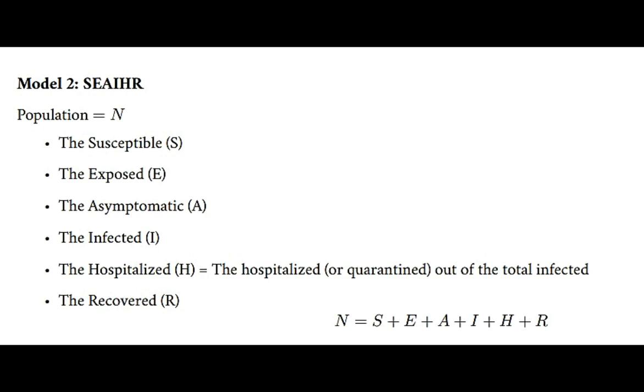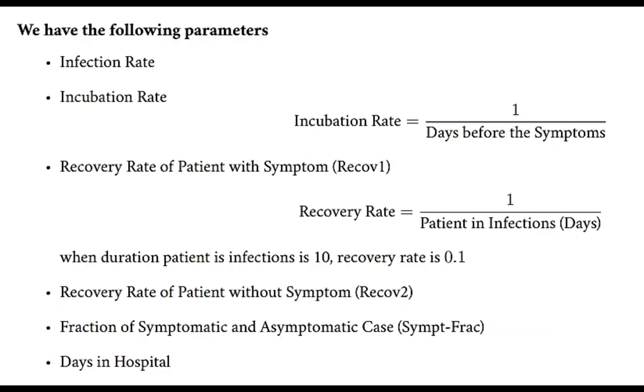The letter H represents the hospitalized or the quarantined out of the total infected. Since we have more variables, we need more parameters to explain the dynamics. Incubation rate in the second line is equal to 1 divided by the days before the symptoms. In the previous videos, we assumed that the incubation period is 5 days, which is equivalent to saying the incubation rate is 0.2. We differentiate the recovery rate for two types of patients, one with symptom and one without symptom.